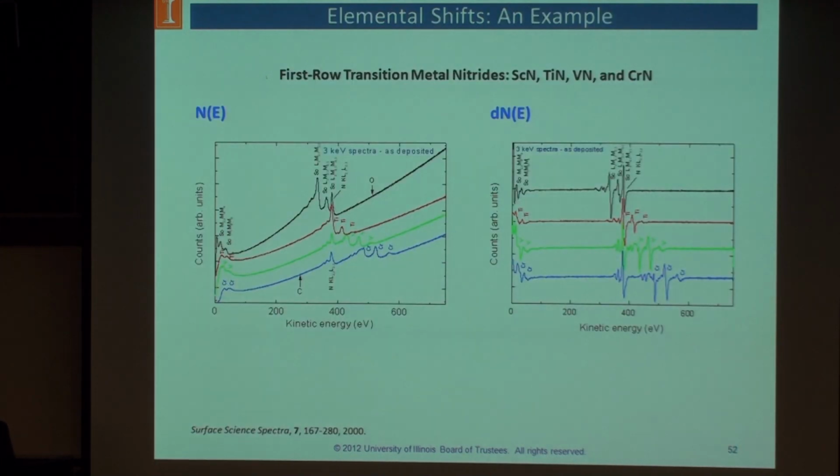Okay, here's an example of our first row transition metal nitrides presented in an NV and in a DNV mode, so you can collect data and present it either way. Traditionally, people look at the data in the first derivative mode. What that does is it removes a fairly intense and linear background from your data and then accentuates your actual peaks.